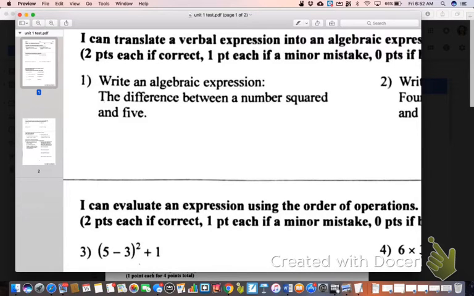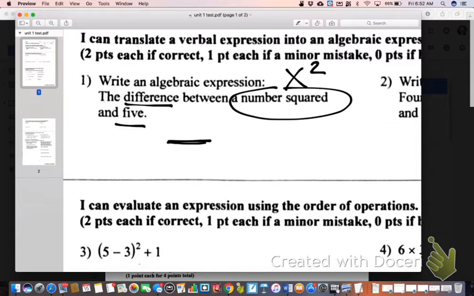Okay, so let's take a look at number 1 on your test, and we're writing an expression. It says the difference between a number squared and 5. So we don't know what that number is. That's why it says a number squared. I'm just going to use x, and I'm going to use an exponent of 2 to represent the fact that it's squared. We know that difference means subtraction.